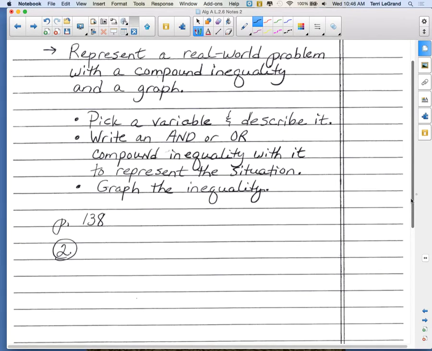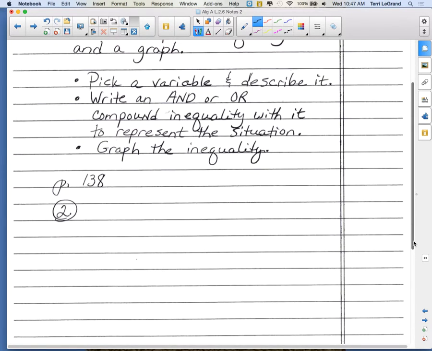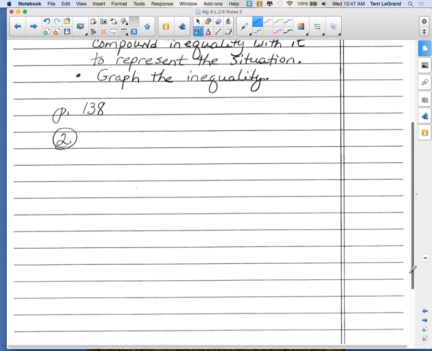Represent a real-world problem with a compound inequality and a graph. So what we're going to do is write the inequality that represents the situation. So we'll have an algebraic representation of it, and we'll have a graph representation. You're going to pick a variable and describe it. We always do that when we're doing these word problems. You'll write an "and" or an "or" compound inequality to represent the situation, and then you will graph the inequality. So let's look at page 138, number 2. That appears to be the one we're going to do. The biology problem. Everybody there?